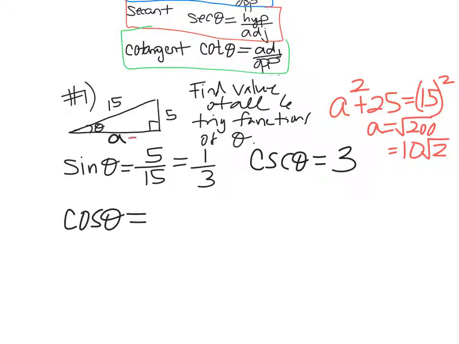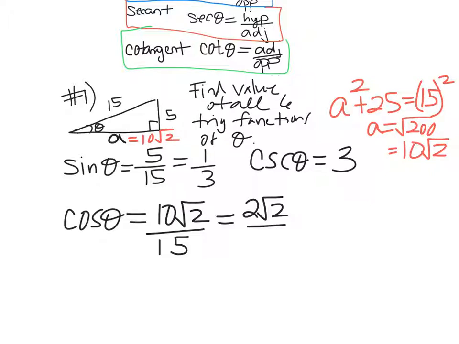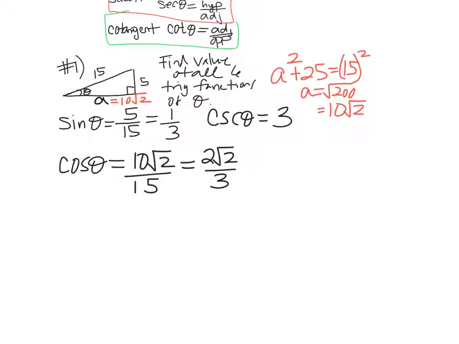All right, so here we go. A is equal to 10 rad 2. So now let's go ahead and find the cosine of theta. Cosine of theta is going to be adjacent over hypotenuse. So 10 rad 2 over 15. And then let's reduce our fraction. 5 will go into 10 and 5 will go into 15. So we get 2 rad 2 over 3.